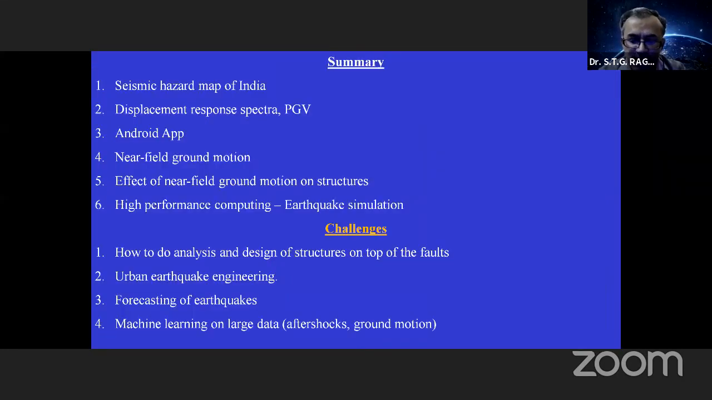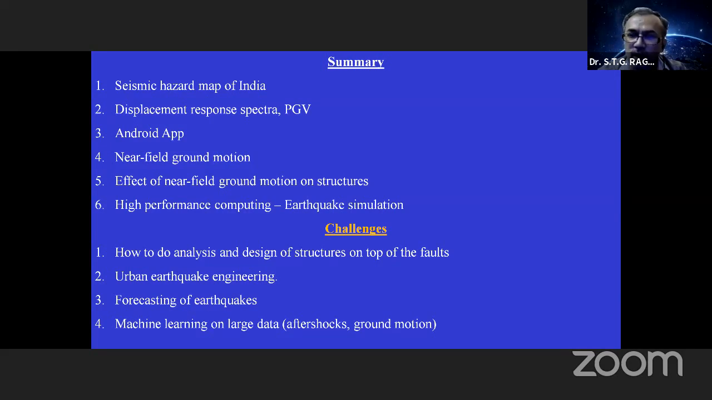Now to summarize my talk, I have shown you the seismic hazard map of India. Then I have shown you the displacement response spectra. I have shown you even the PGV also. Then I have shown you this Android app, where you can get all the details. I request all of you to download this app and play with it, and the new design values are going to come up in this app. So you try this app itself.